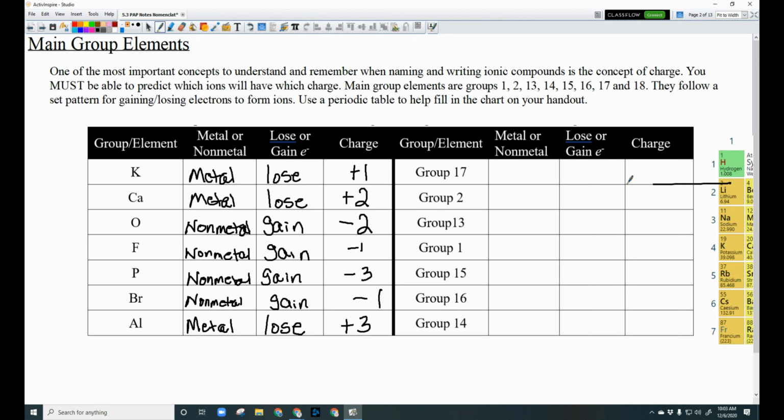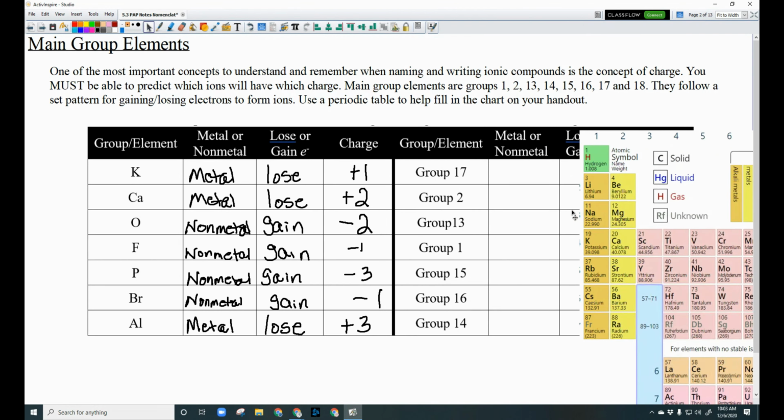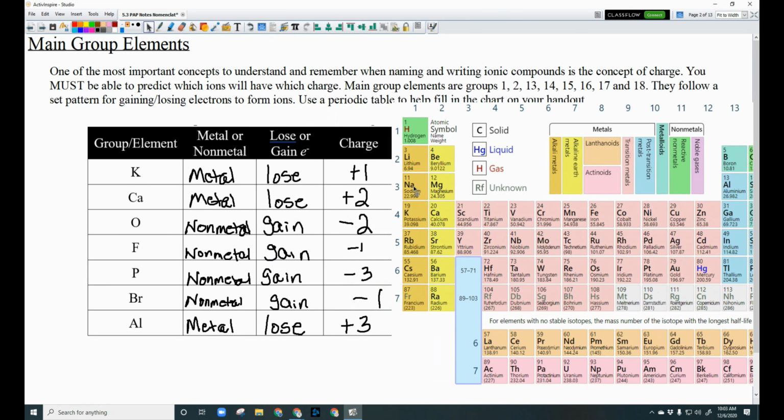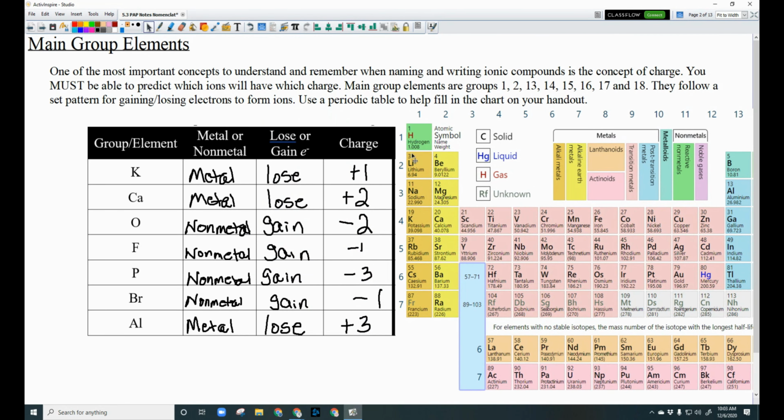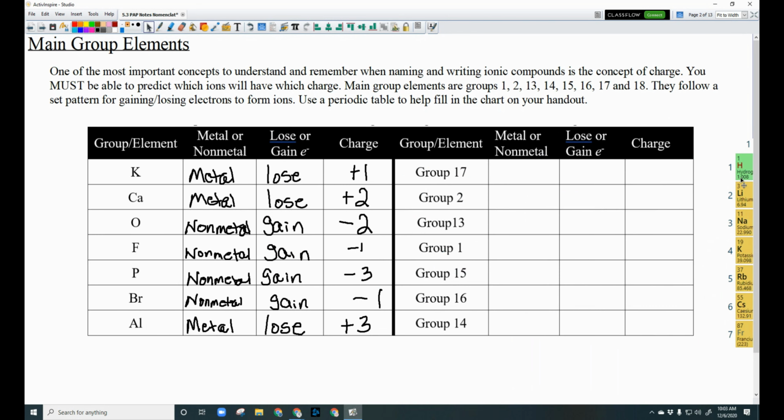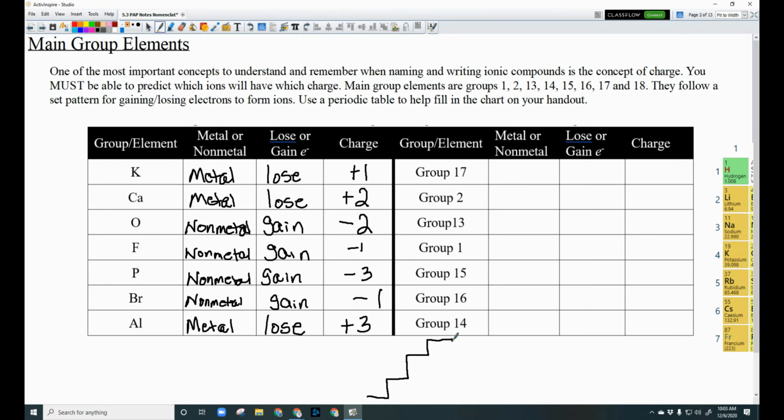So we have this pattern set up here where these will all form a +1. These will form a +2. Skip this. These will form a +3, etc. across the periodic table. So if you look at the periodic table, it makes a stair step. So it looks like this when you're talking about charges.